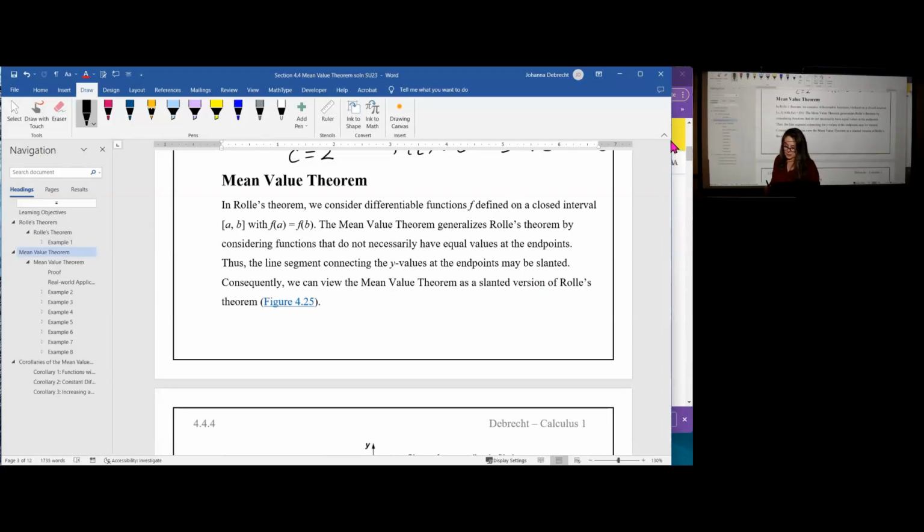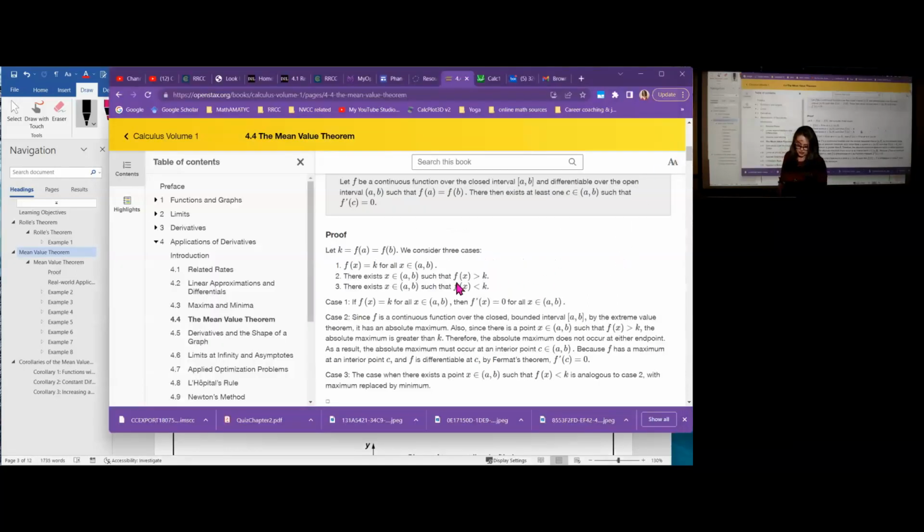If we look at the textbook's proof, we can talk through it just a little bit here. The proof says, let k be the y value for f of a and f of b. In our last example, it was 0, but it's not required that it's 0, just that the endpoints have the same y value. We'll call it k. There are 3 cases we need to consider. First, that the function is k for all the values in the interval between a and b. That means it's basically a horizontal line.